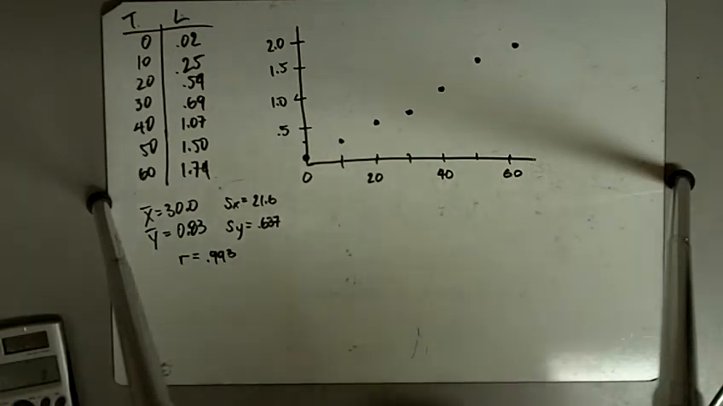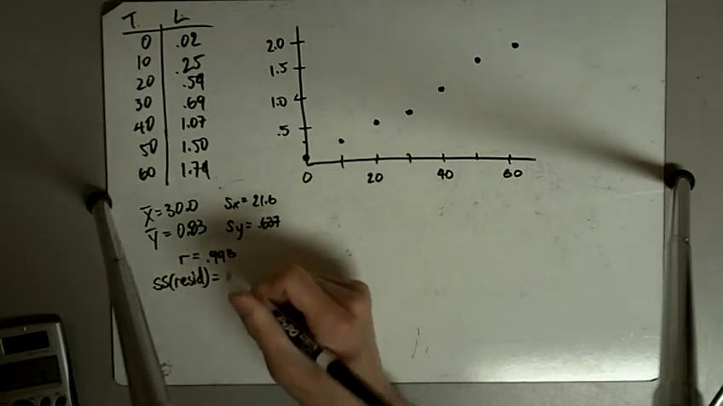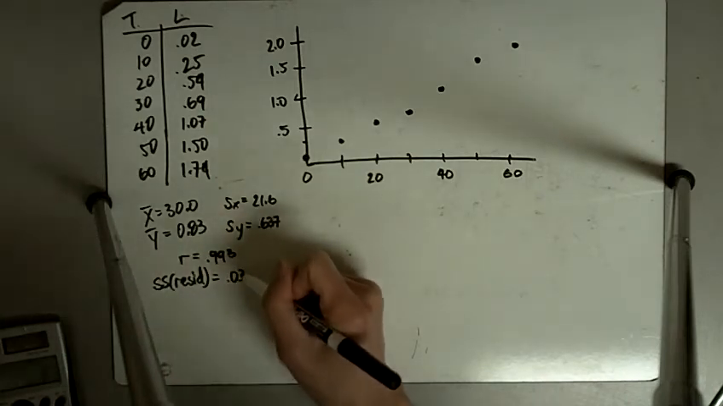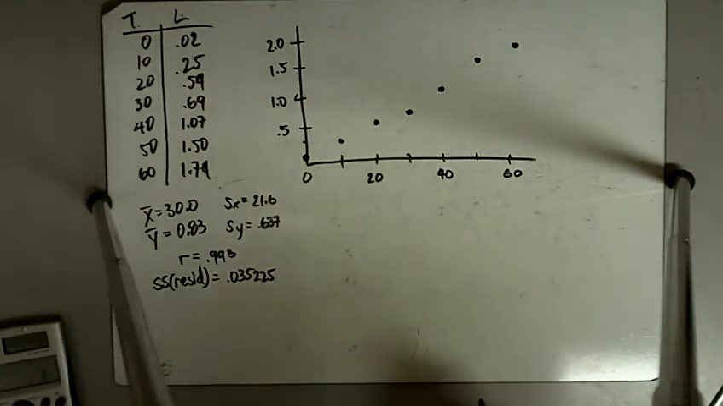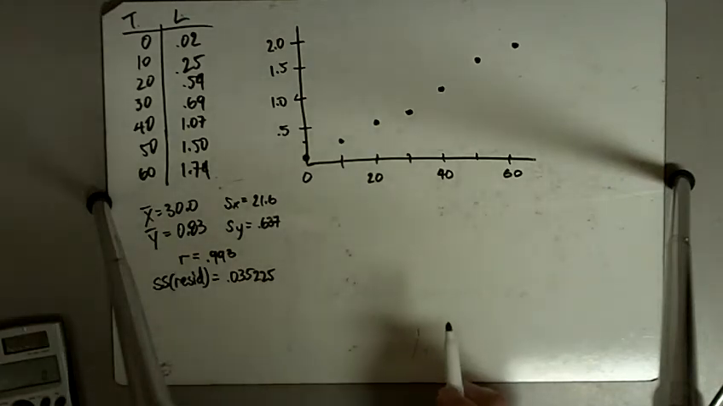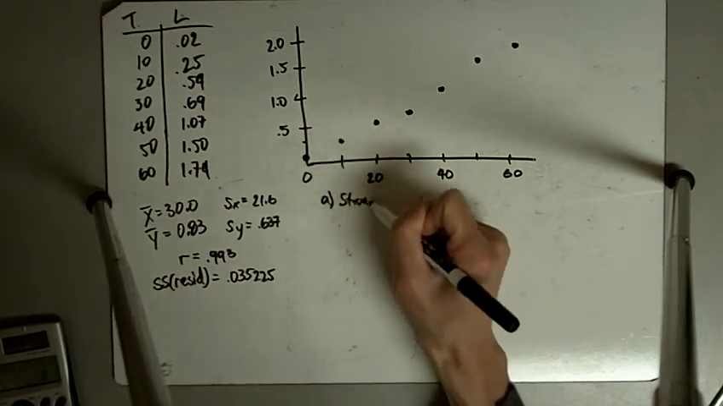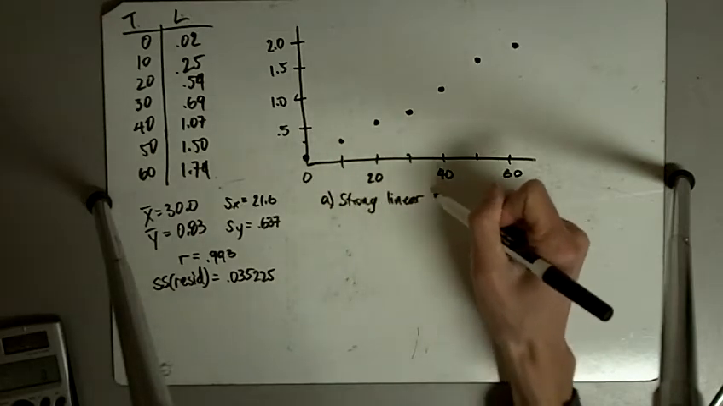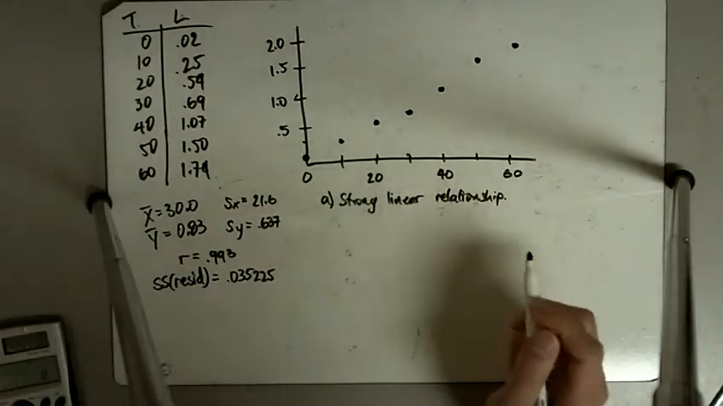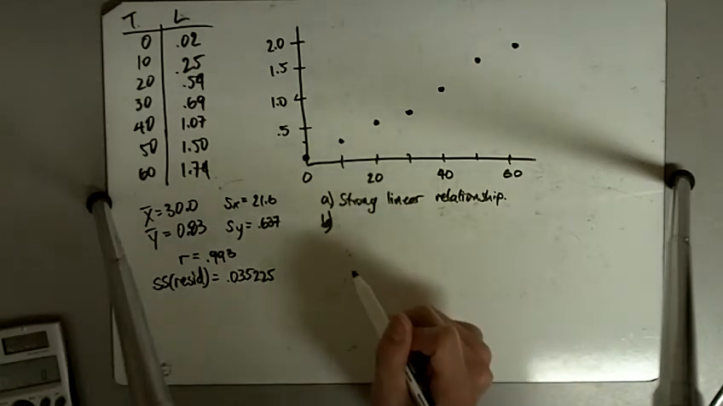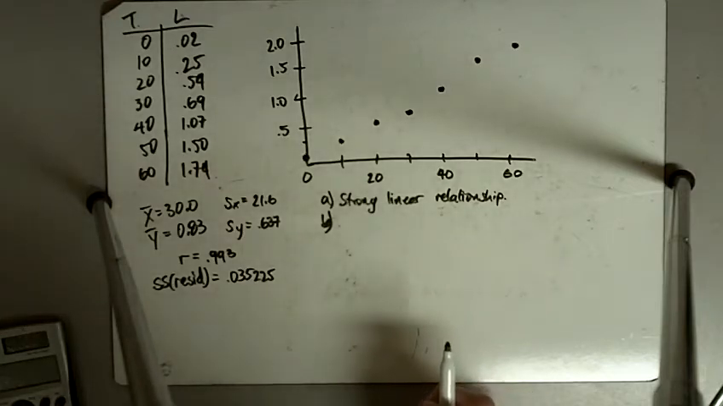Okay? And it also gives us our sum of squares residuals, which is equal to 0.035225. All right, plot the data. Does there appear to be a relationship between x and y? Yes, very strong linear relationship, definitely. And then it says, use linear regression to estimate the rate of incorporation of the labeled leucine.